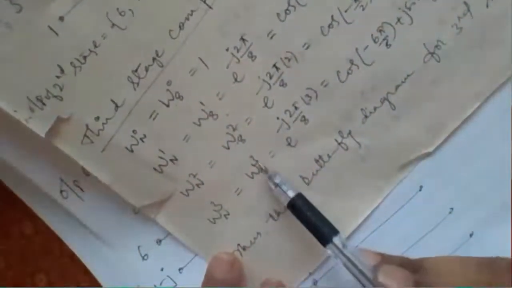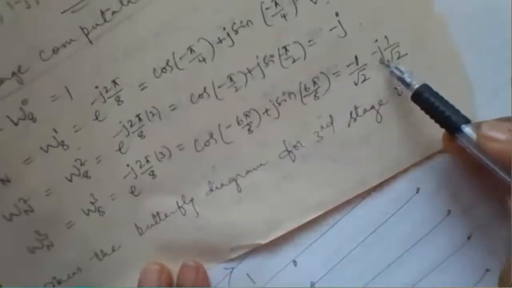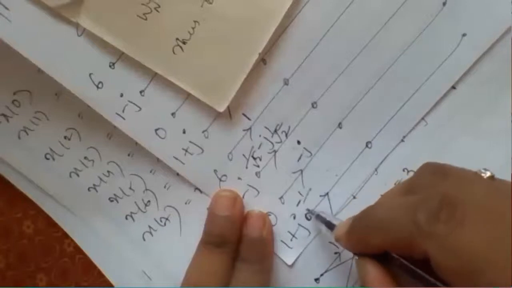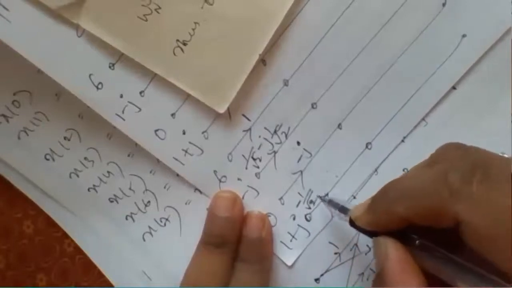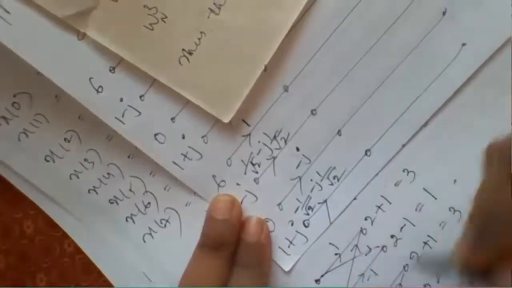Similarly, one more, W raised to 3 suffix 8. Its value will be minus 1 by root 2 minus j 1 by root 2. Now this also you need to mark on the signal flow graph on the last line: minus 1 by root 2 minus j 1 by root 2. These are the twiddle factor values for the last stage.